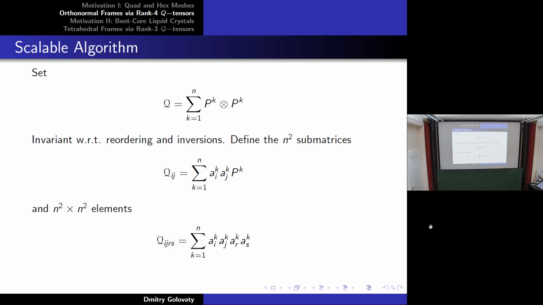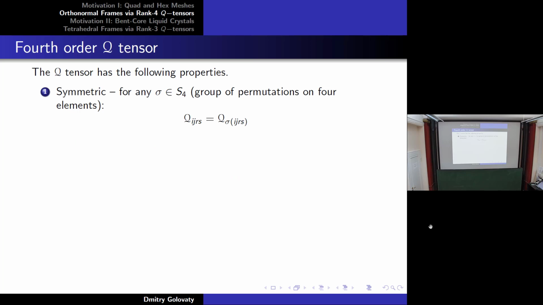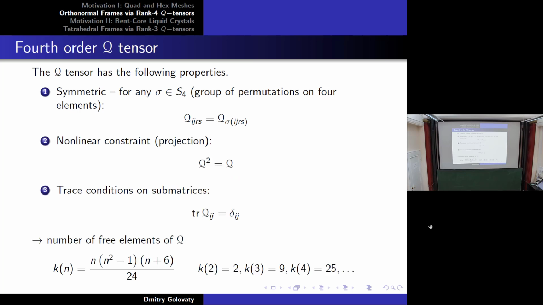Now, in addition to the fourth order tensor, we can think about its blocks or submatrices defined like this. So Q_ij simply is defined in this way. Also, a fourth order tensor in Rn will have n to the 4th elements, so you can also associate it with a matrix of size n squared by n squared. The tensor that you get in this case is symmetric because it should be invariant with respect to permutation of the n vectors out of which this tensor is constructed.